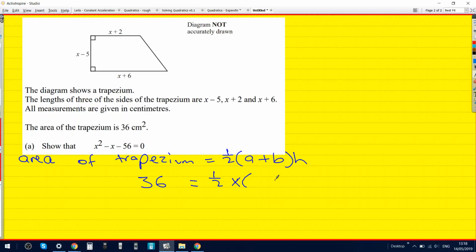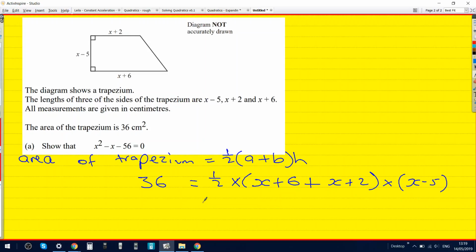So half times x plus 6. It wouldn't be half, you can't write half times x plus 6. Well, no, x plus 2. So you've got x plus 6, x plus 2, and you add them together, times by the height. What is the height? x minus 5.